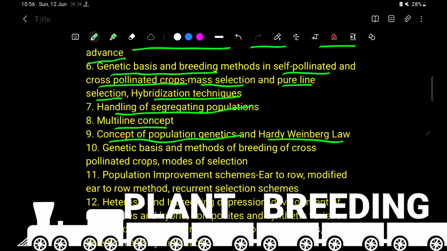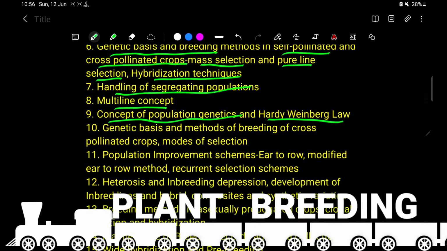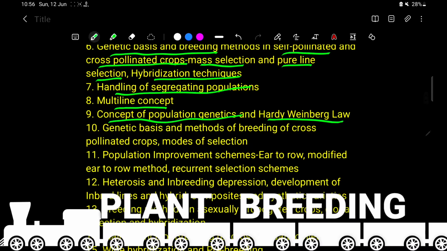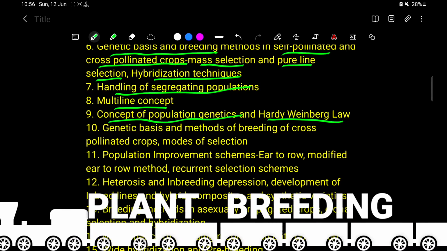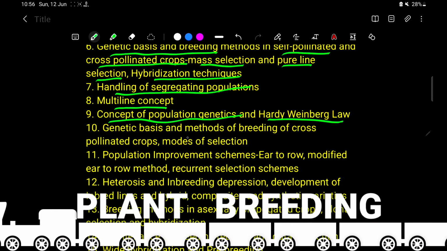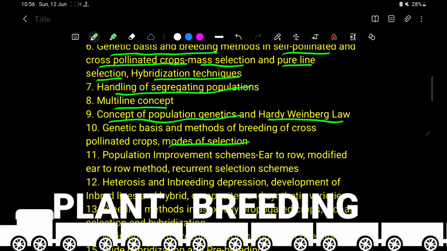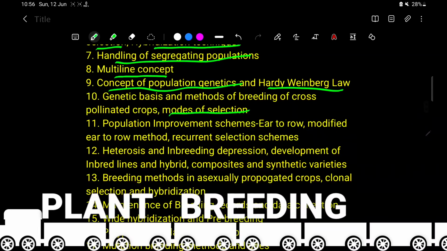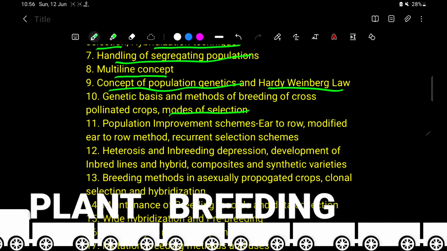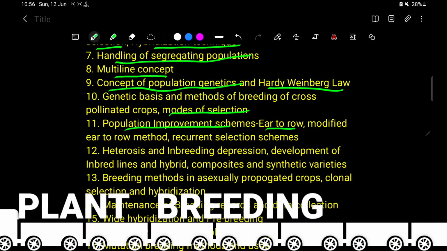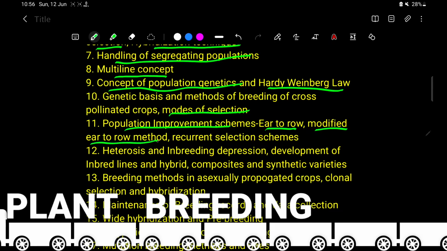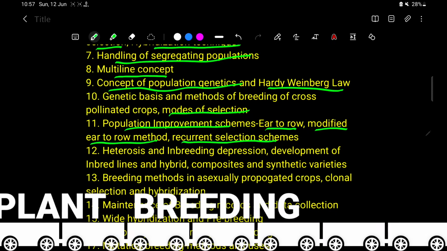You have studied Hardy Weinberg Law in class 12th also. Here we will discuss it in a bit more detail. Our next chapter is genetic basis and method of breeding of cross-pollinated crops and modes of selection in cross-pollinated crops. Our next chapter is population improvement schemes like year-to-row method, modified year-to-row method, recurrent selection scheme.